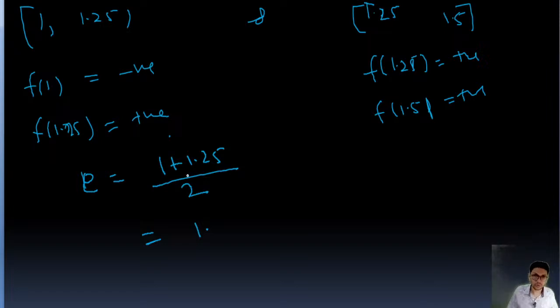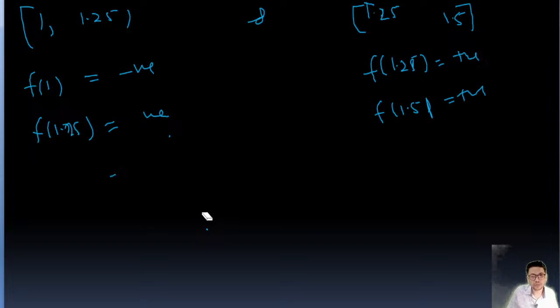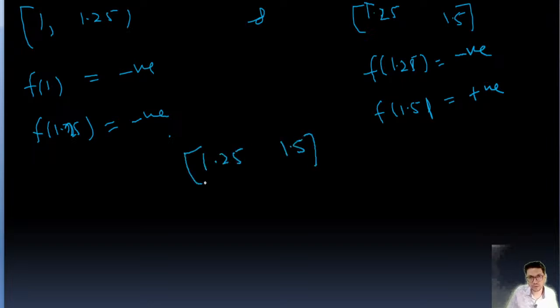No, no, guys, there is a mistake. We have made a mistake. We'll put the value here. This is also giving negative value, okay? This is negative value. If you put this value, this is negative value. And here, this is going to be negative value, right? And this is going to be positive value, okay? So it means root exists between 1.25 and 1.5, right? So E, the third iteration, is going to be 1.25 plus 1.5 by 2.